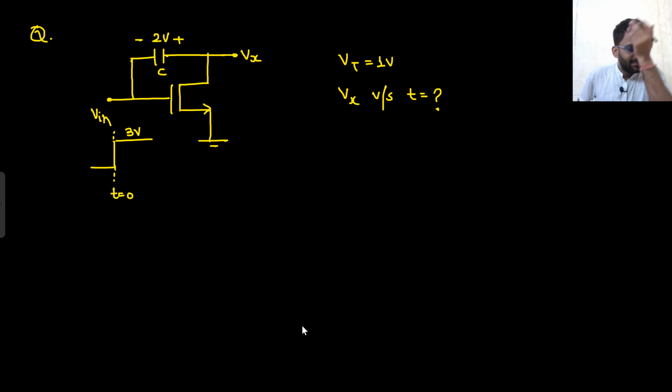So this is the last question. Here Vt is 1 volt, that is given. You have to draw the Vx versus t curve. And again there is a step input. I told you, if there is a step input, you always have to start from t equals minus infinity, or t less than 0.